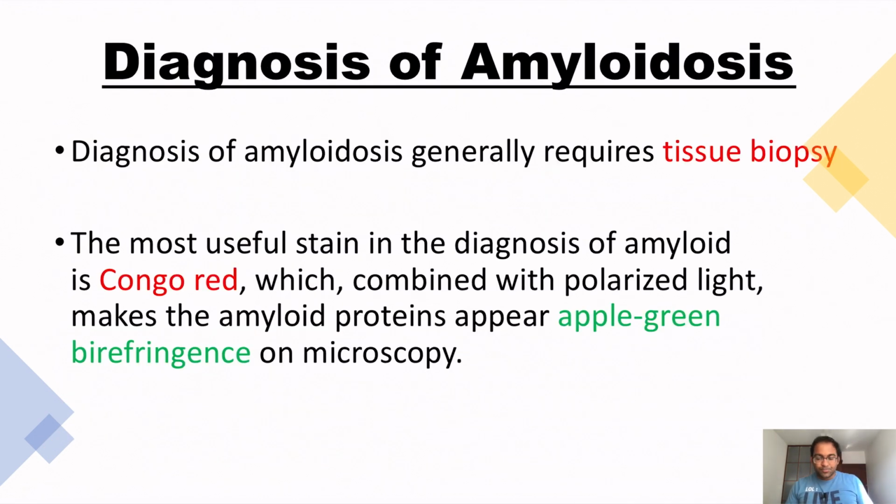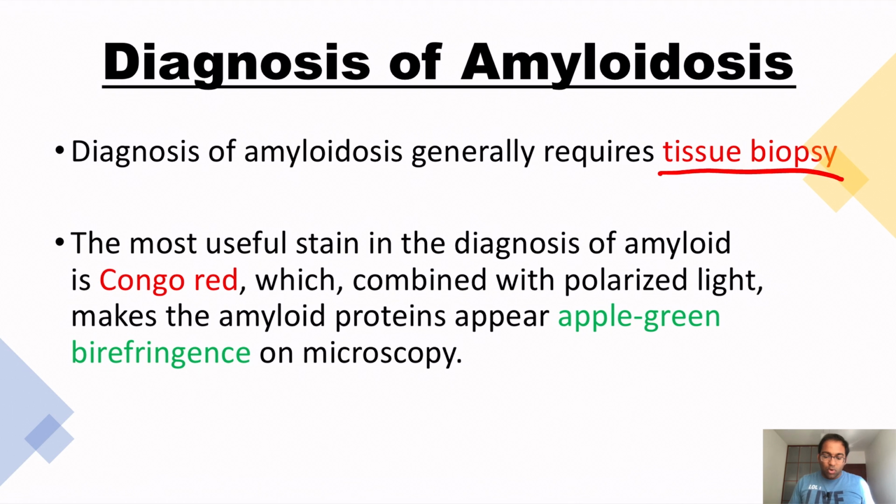Now, how do you diagnose an amyloidosis, right? Diagnosis generally requires a tissue biopsy, right? And now comes the major important point. The most useful stain in the diagnosis of amyloid is Congo red. When you use a hematoxylin eosin stain, or HE stain, usually it stains red, and it is very hard to differentiate the amyloid, which is red of course, from other hyaline proteins, because the hyaline proteins also stain red with HE stain, and the amyloid does the same. So to differentiate the amyloid from the other hyaline proteins, we use a stain called Congo red stain.